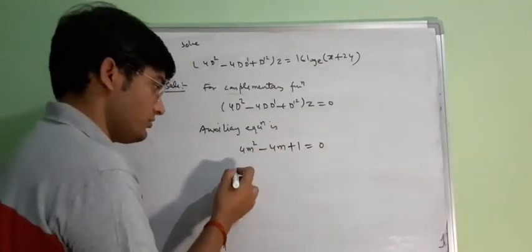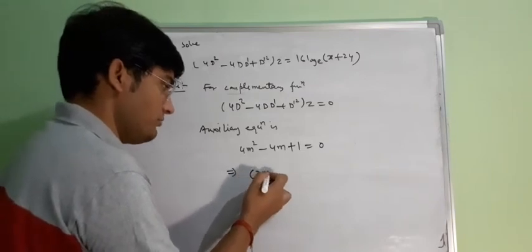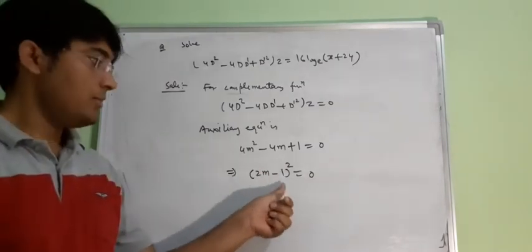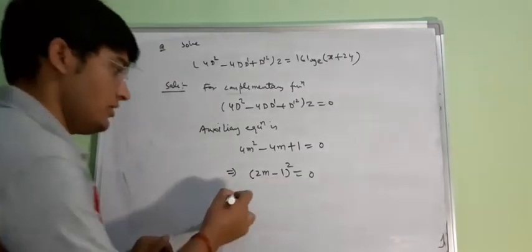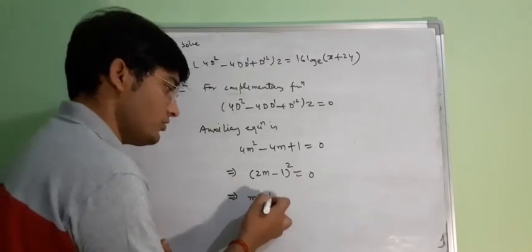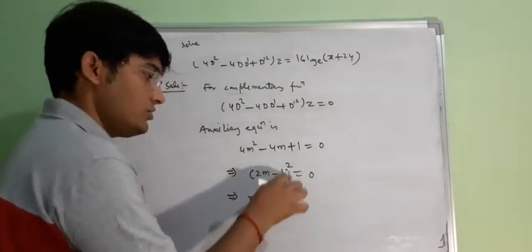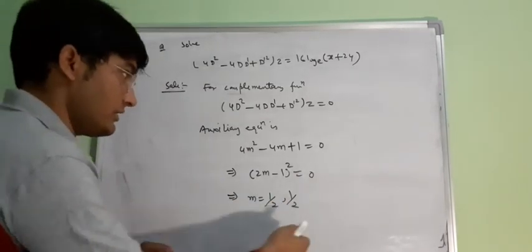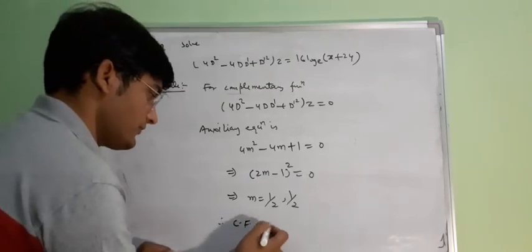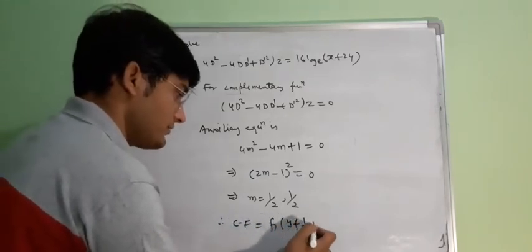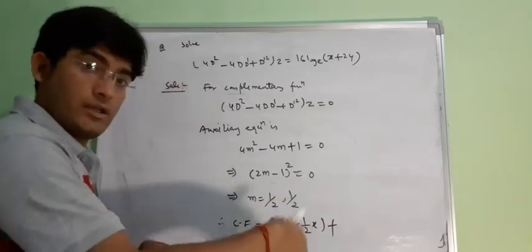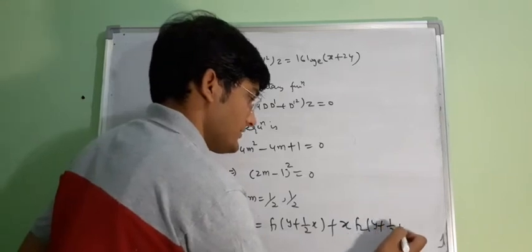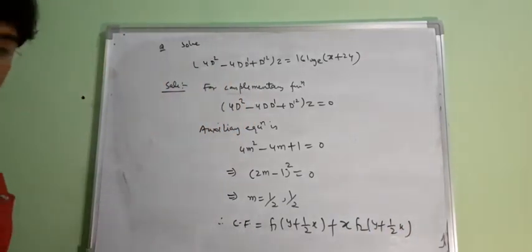And here you can find its roots: this is (2m − 1)² = 0, using a² + b² − 2ab. So we can see that m is equal to 1/2, 1/2. As the degree is 2, we must have 2 roots: one is 1/2 and the other is again 1/2. Therefore your CF is f1(y + mx) + x f2(y + 1/2 x), as these roots are equal to each other. So this is your complementary function.